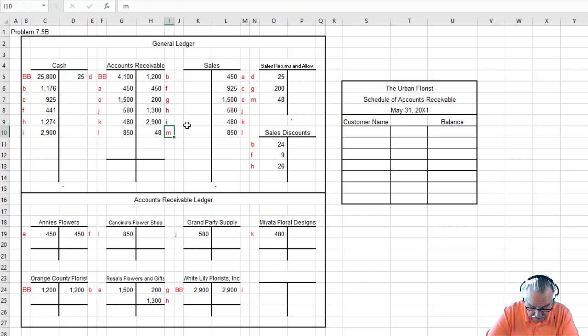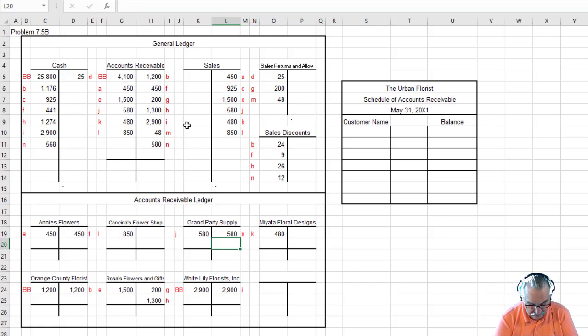N is a payment we received from Grand Party Supply, debit sales discounts for $12, debit cash for $568, and credit accounts receivable for $580. That's the Grand Party Supply. So now they paid their balance. We're going to credit them the $580, so now they don't owe us any more money.